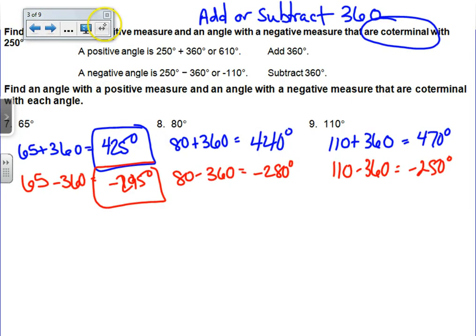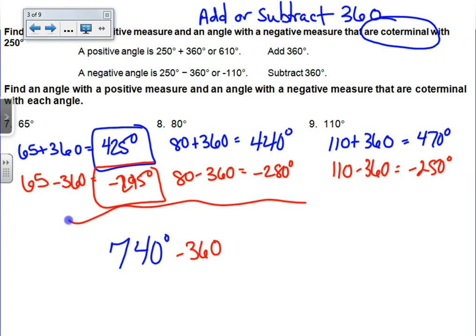Now, I have a question. Let's back up a second. What if I gave you 740 degrees and I wanted a negative coterminal angle? Now, I know in the last few examples we've just subtracted 360. I just made up this example, by the way, not on your paper.